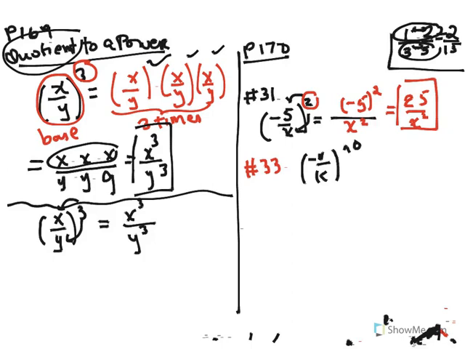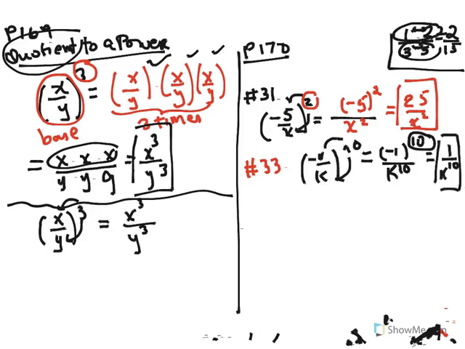And then what I'm going to do is I'm going to distribute the 10. It's going to go at the top, okay? It's going to go at the top and it's going to go at the bottom. Okay, so here we go. I'm going to go to the top. So it's going to be -1 to the 10, and I'm going to put it at the bottom. It's going to be k to the 10. Okay, so this is k. Now, because this is an even number, -1 to the 10 is going to be positive 1, and then in the denominator, I'm just going to have k to the 10. Okay, and that's the final answer for problem number 33.